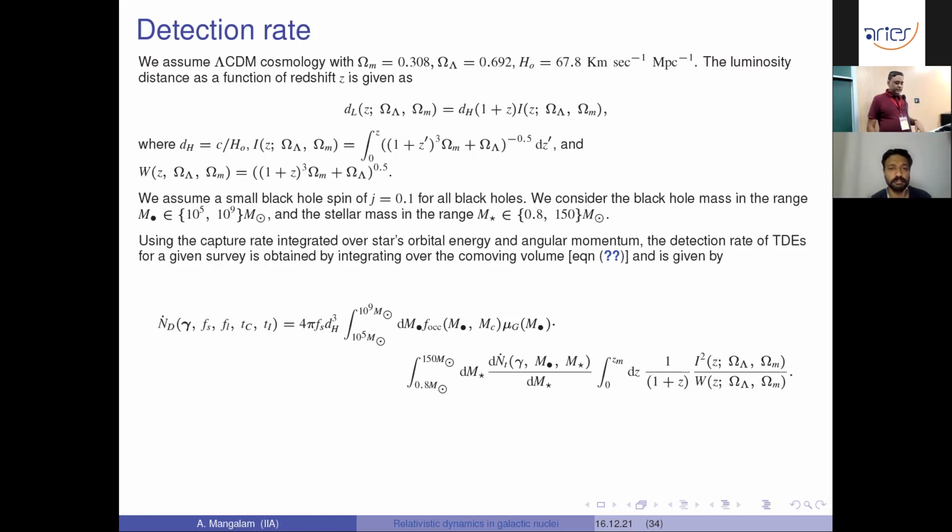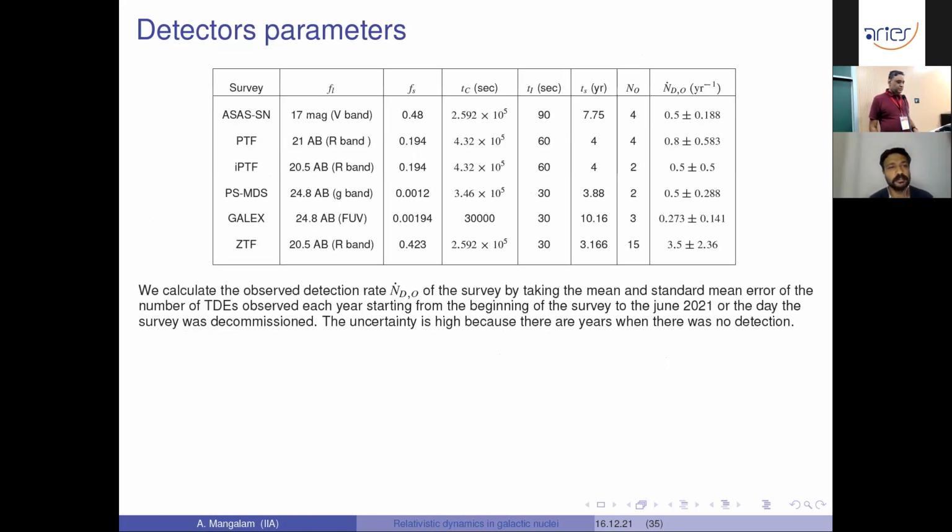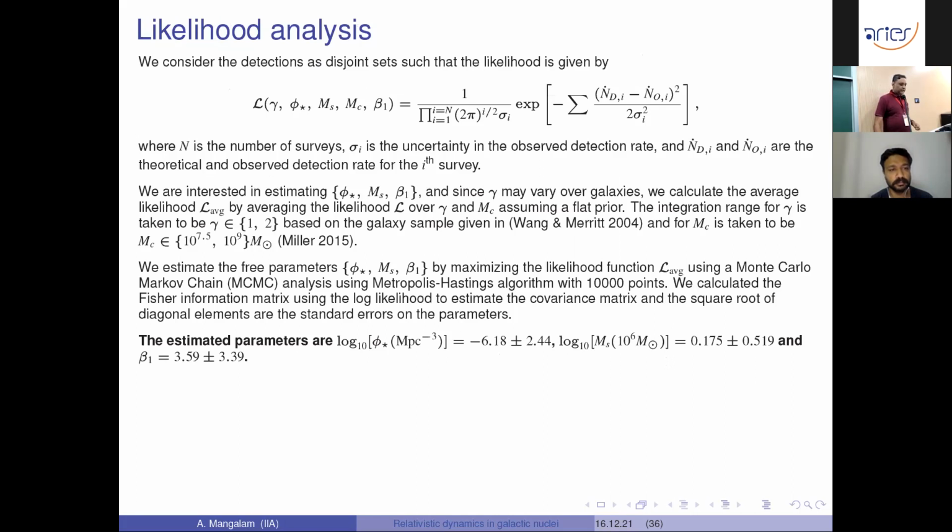That turns out to be an integral over cosmic volume, and then you do these integrals over redshift, mass, stars, etc. Then you are able to take as input the detector parameters for the six surveys, and you come up with a likelihood function of the detections that are expected versus detections that are observed.